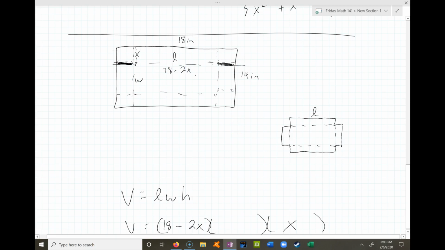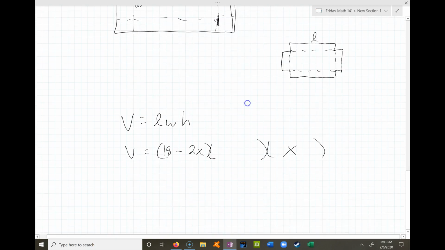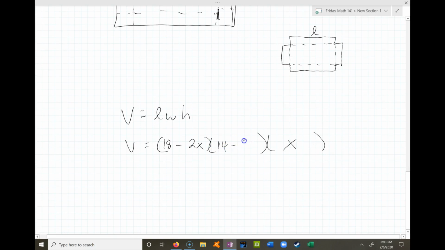And of course, we'll do a similar logic to find the other side. 14 is the total length, cut off an x there, cut off an x there. So that leaves me with 14 minus 2x.